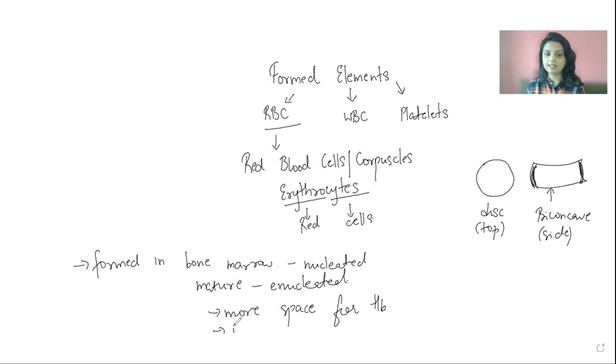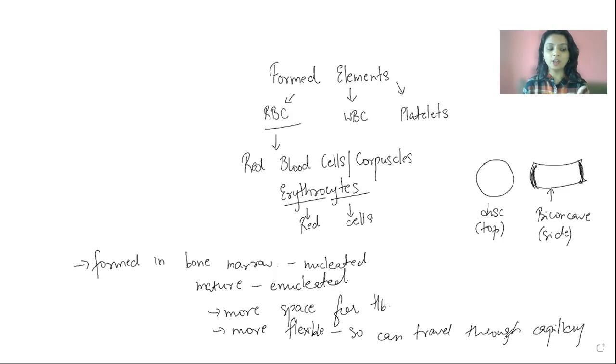Secondly, what happens is they're going to be more flexible. Why do the red blood cells have to be more flexible? So they can actually travel through the capillary, so that they can travel through capillaries.